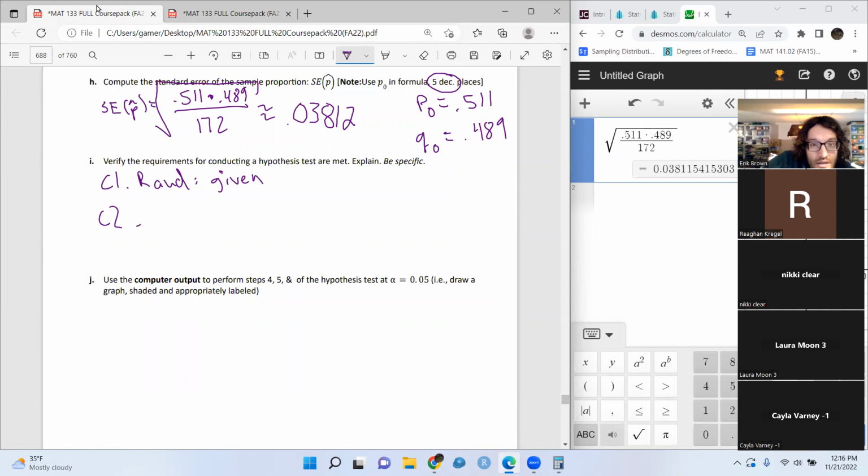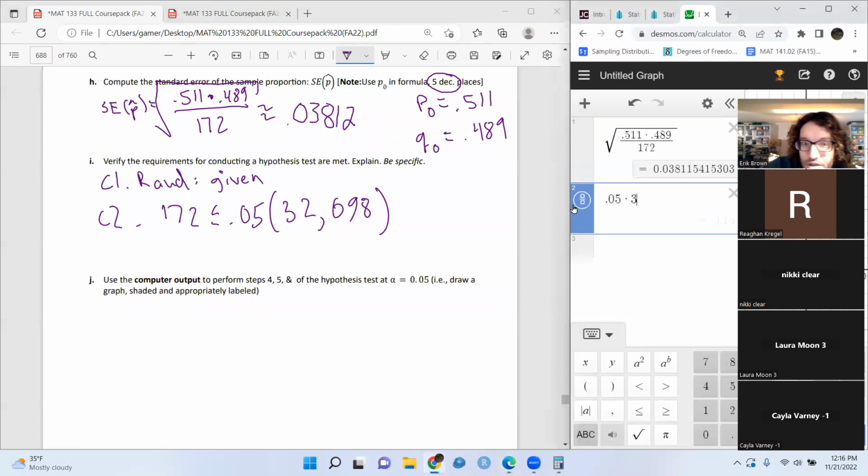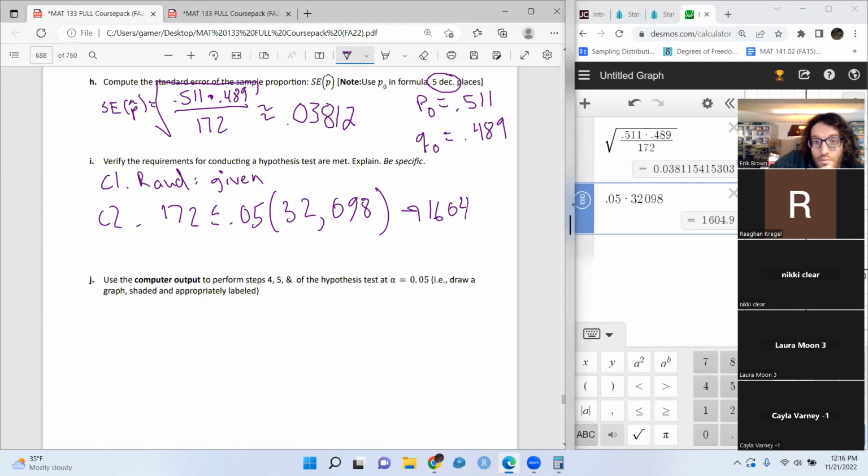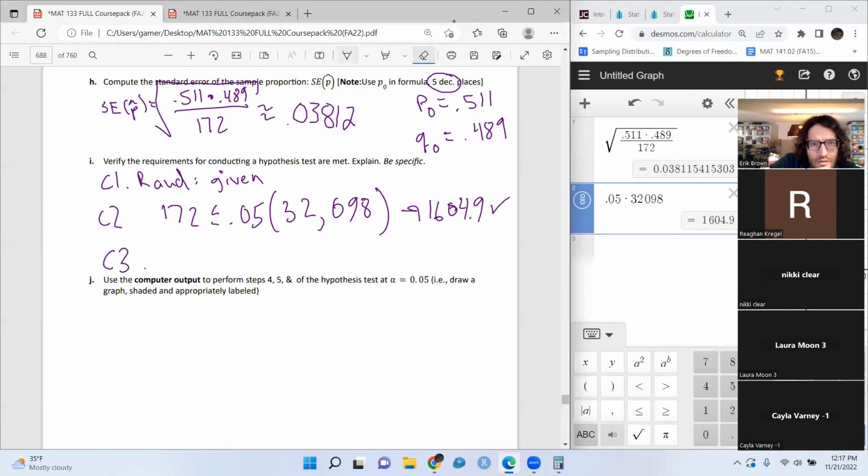C2, this one you would take your 172 and you'd want to show that that's less than or equal to 0.05 of 32,098, because we know that number this time around. I guess that's close enough that maybe we should check it. Maybe it's not obvious, which is 1,604.9. Yep, that's good. 172 is way less than 1,604.9 students. I'm doing this fast. Is everyone good? Yeah, I got the same thing. Yay! Oh, you're so ready for the final.